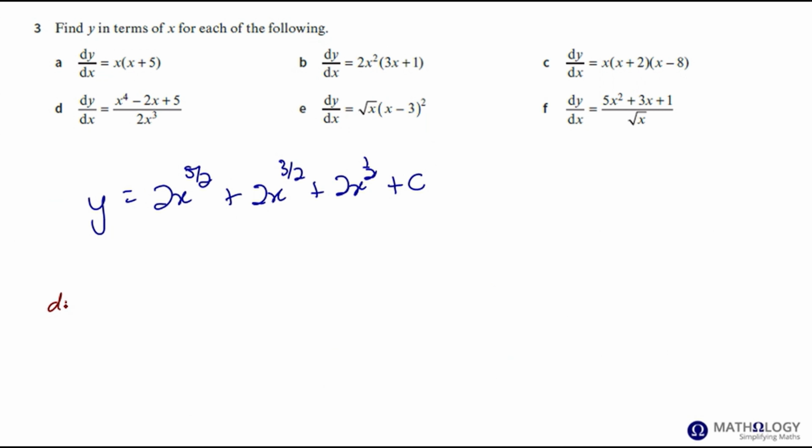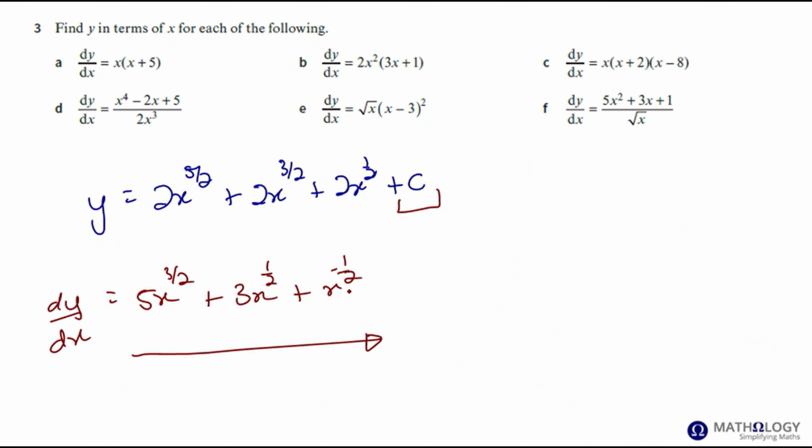And we can check this by differentiating. So dy/dx equals 2 times 5 over 2, that's going to be 5x to the 5 over 2 minus 1, x to the 3 over 2, plus 2 times 3 over 2 will be 3, x to the 3 over 2 minus 1, x to the half, plus 2 times the half is 1, and that's x to the half minus 1, x to the minus a half, and the derivative of the constant is 0. And this is the expression that we had for dy/dx.